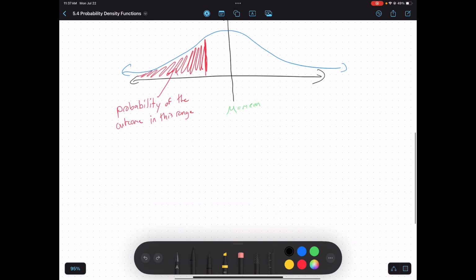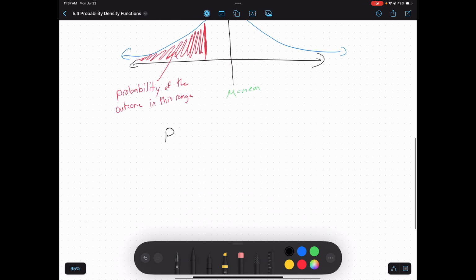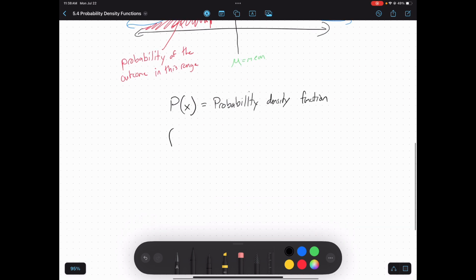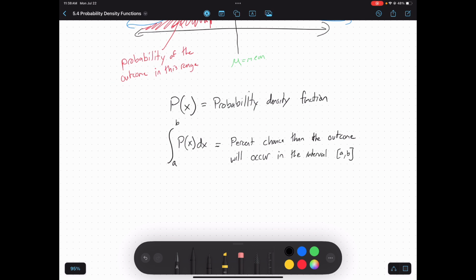So let's summarize this a little bit. Let's say I have a probability density function. We like to use P of x, P for probability. Then if you take the integral of your probability density function from a to b, what that will give you is the percent chance that the outcome will occur in the interval a to b. So let's look at an example of this.